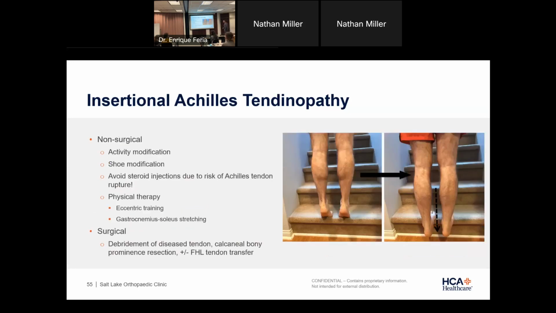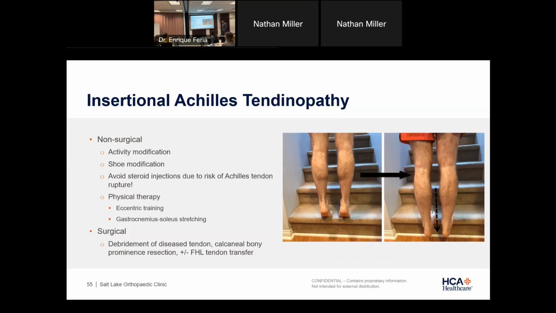Initially, again, always start with conservative treatment first. So non-surgical treatment can be helpful. You basically want patients to avoid wearing shoes that have pressure over that bump. So open heel shoes can be helpful.